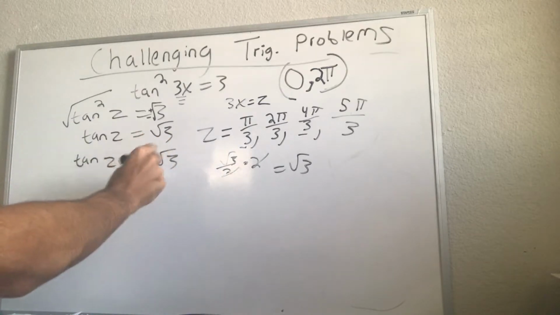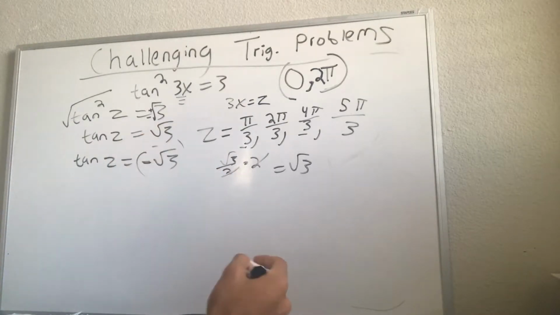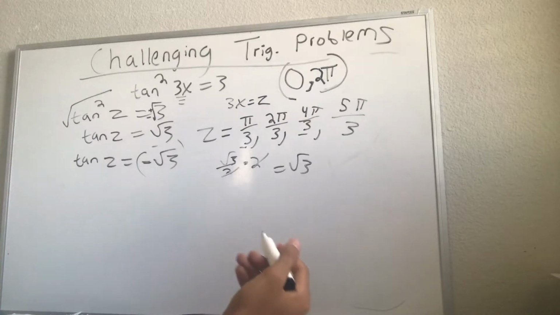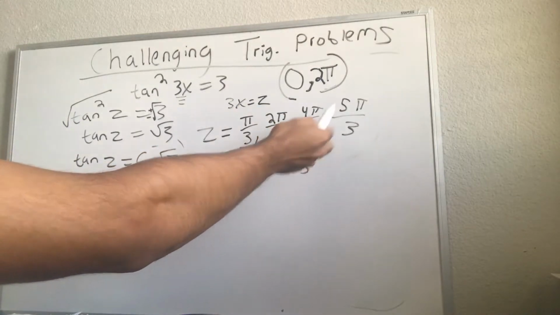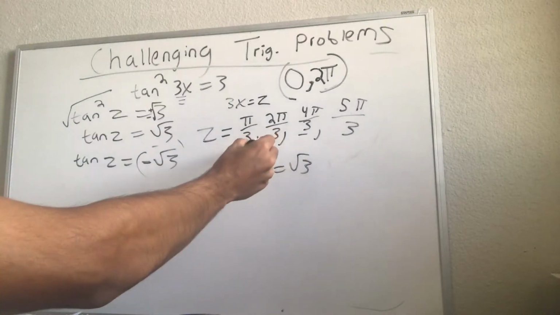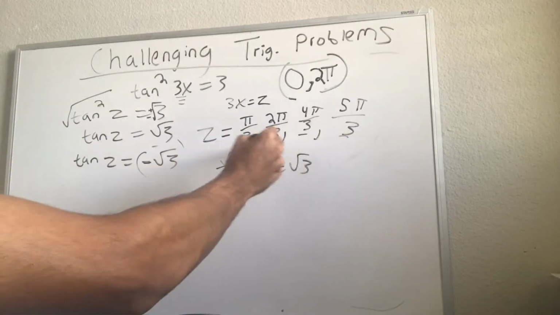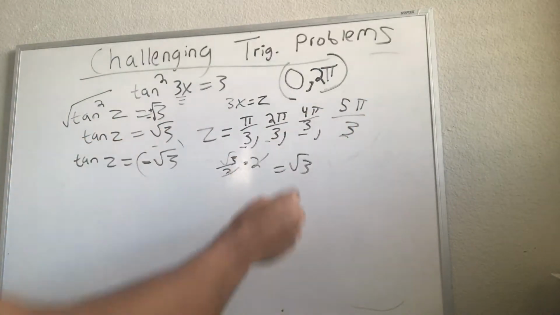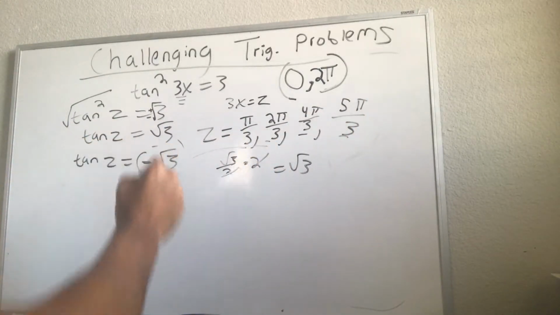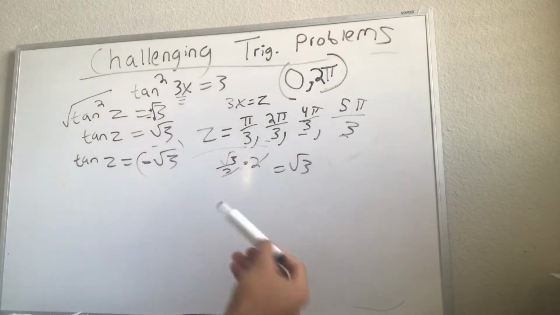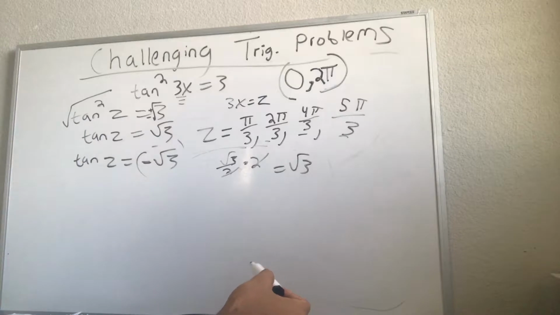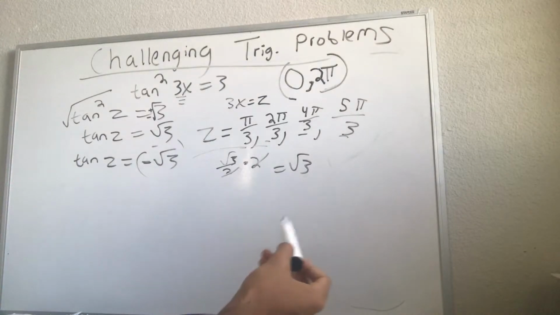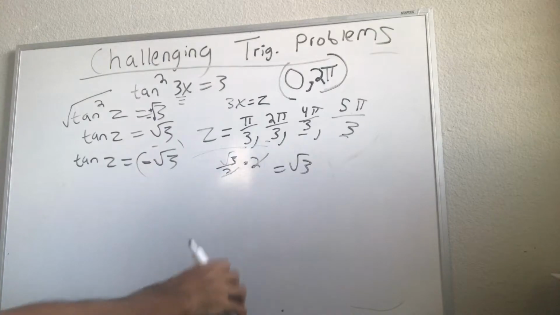However, we also have this negative root 3, which really means that we're looking at all values in the quadrant. So we're taking one value from the first quadrant, one from the second quadrant, one from the third quadrant, and one from the fourth quadrant. These are your two values, 2 pi over 3 and 5 pi over 3, that correspond to this negative root 3. In all these four angles, if you look carefully, pi over 3 is the reference angle, because tangent of pi over 3 is equal to root 3. So these are the four values.